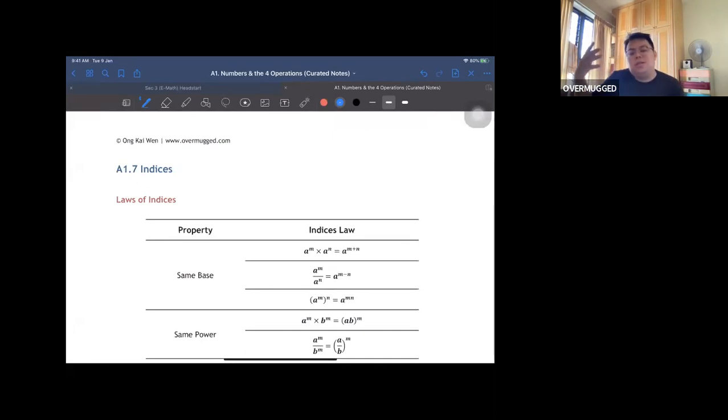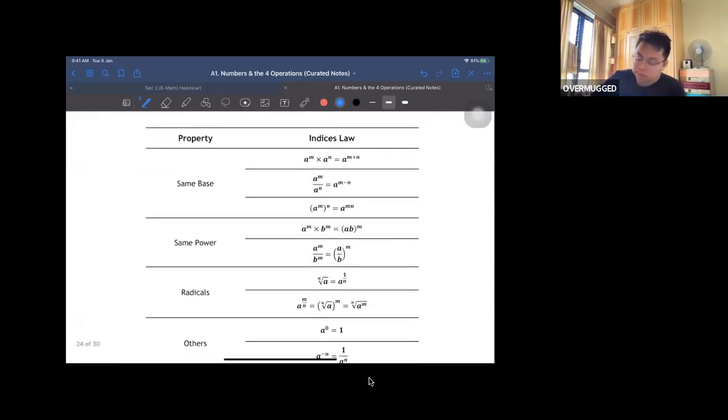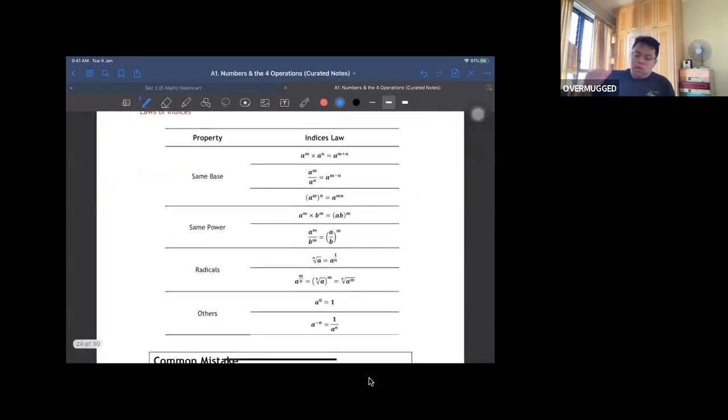Okay. Now, indices is a topic where either you get it or you don't, or it's whether your algebra is strong or not. It's a really algebra-heavy concept portion. Okay, it deals with all of these laws. So these are the 9 laws that you need to memorize for exams, and some of the laws are actually pretty straightforward that we already know.